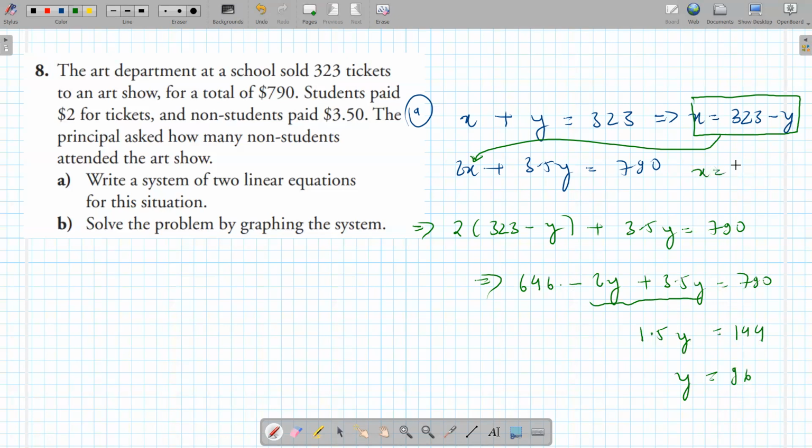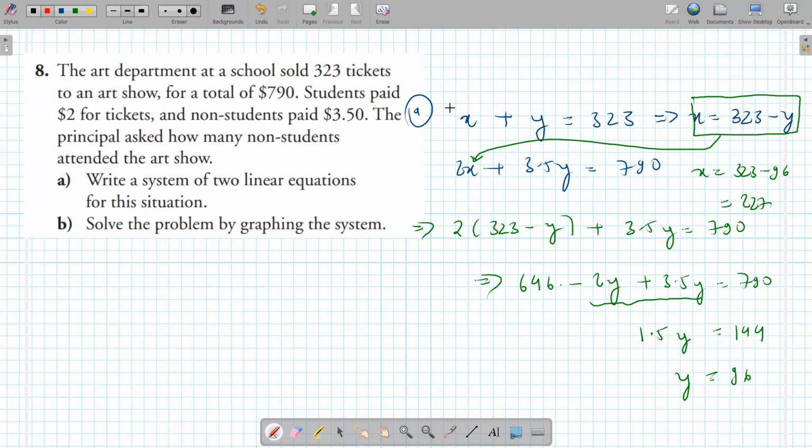Therefore, x is going to be 323 minus y, which is 96, and it's going to be 227. So therefore, 227 students and 96 non-students went to this art show. Yeah? Did this make sense to you? Hopefully it did.